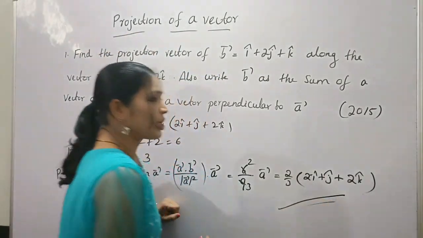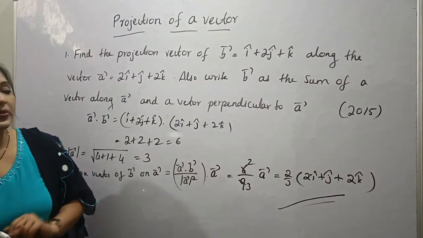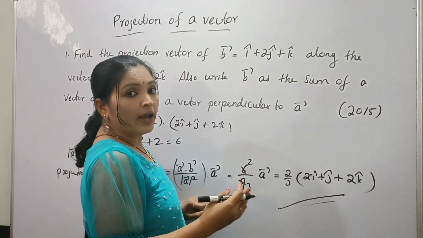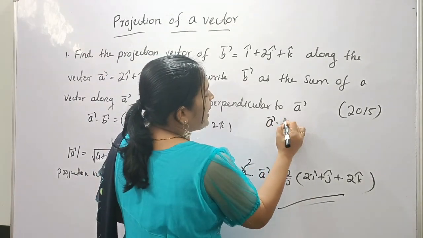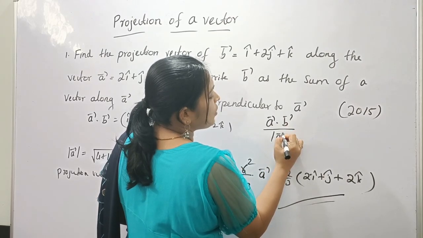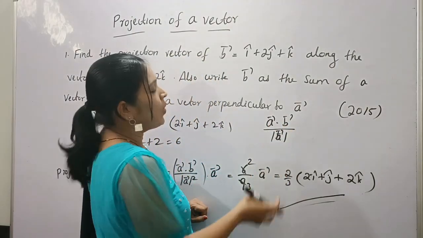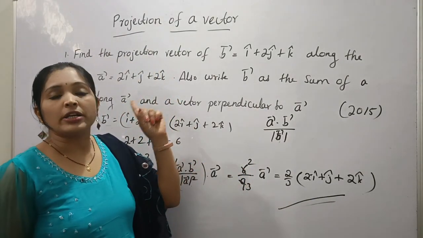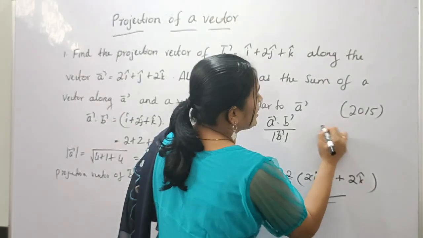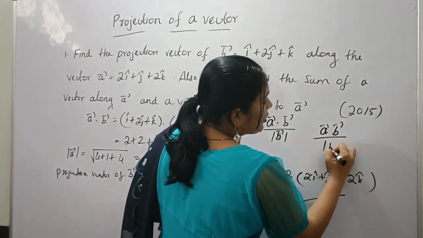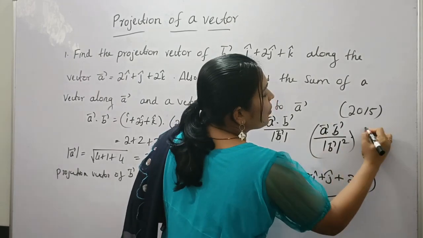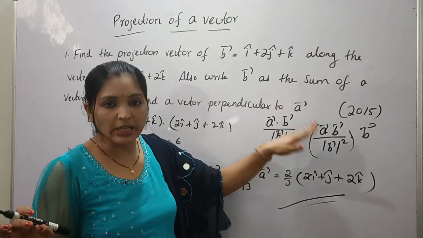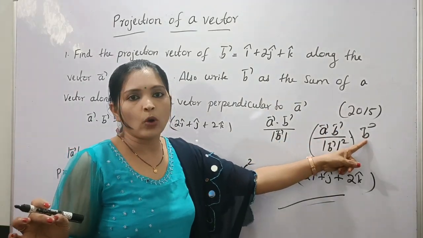Don't be confused. Projection of a vector is a scalar quantity. What is the formula? The projection of vector A on vector B is vector A dot vector B divided by modulus of vector B. The projection vector of vector A on vector B is vector A dot vector B divided by modulus of vector B squared into vector B. It is the projection vector of vector A on vector B.